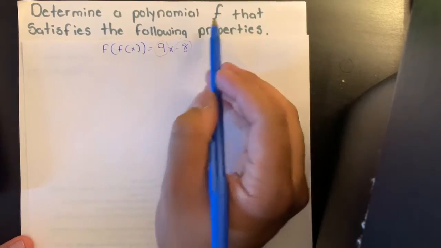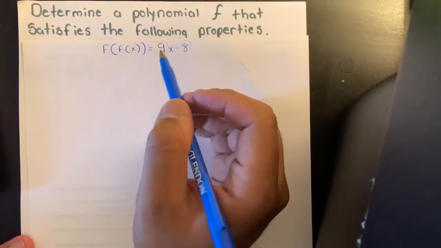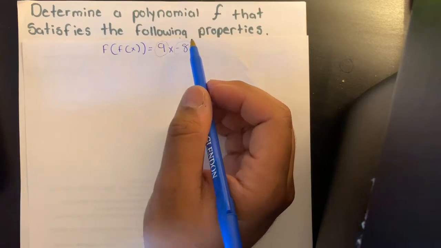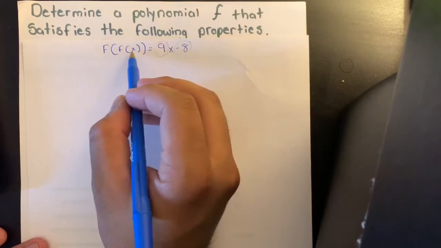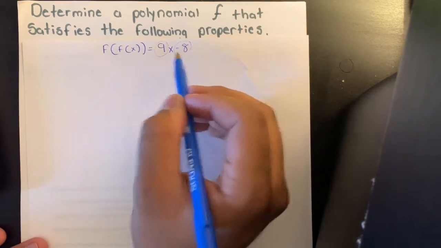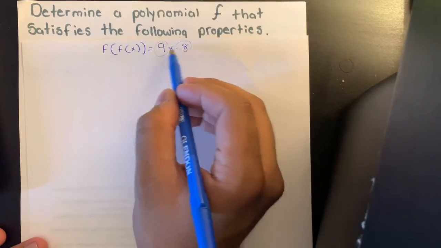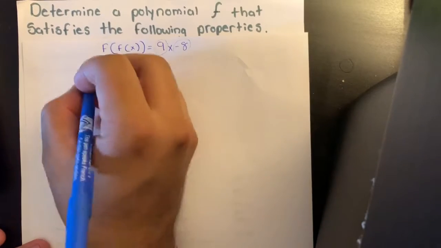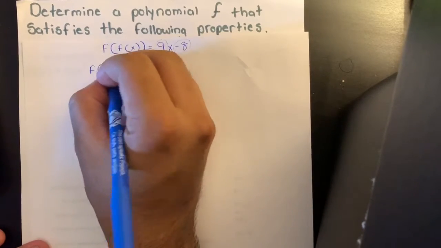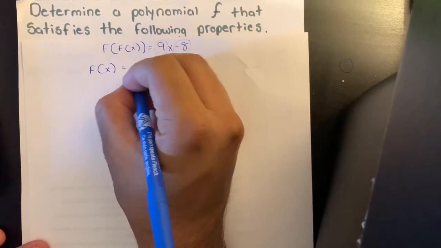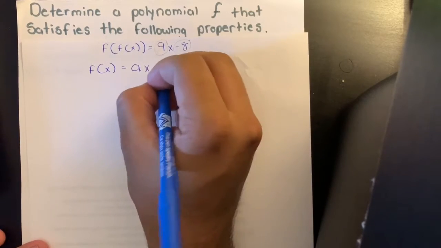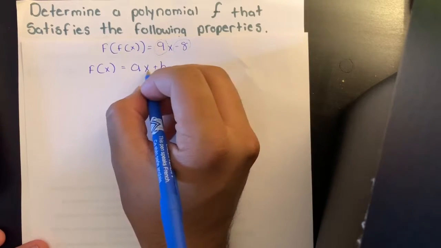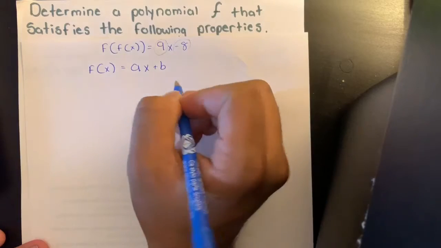So we can assume that f, the original function, is also of the first degree, because if the original function is of the first degree, then the composition of f at x will yield a function of the first degree as well. So a general function that we can write is f at x is equal to ax plus b, a being the coefficient for the x and b being the constant.